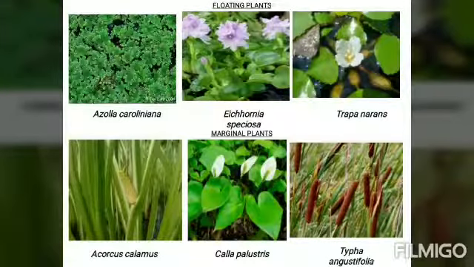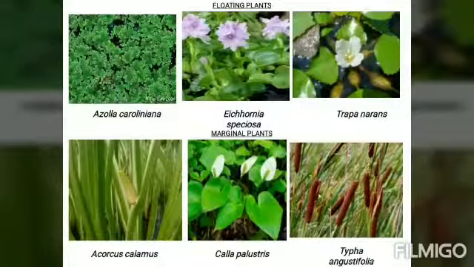The next slide is about the floating plants and the marginal plants that we can grow in the water garden. The first three are the floating plants: Azolla caroliniana, Eichhornia speciosa, and Trapa natans. The last ones are marginal plants. These three are examples: Acorus calamus, Calla palustris, and Typha angustifolia. So these are some examples.